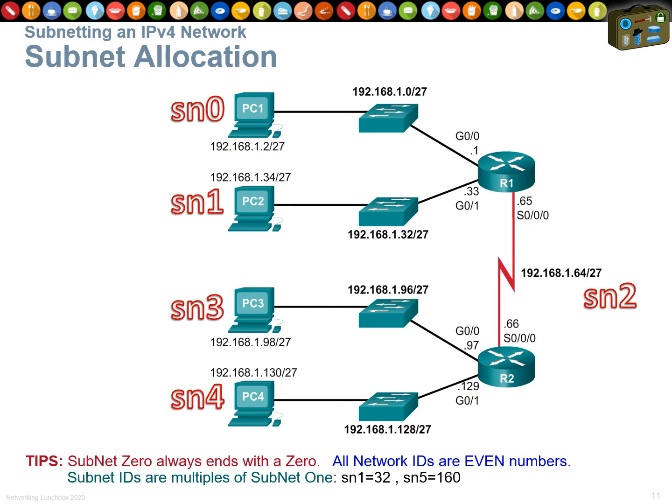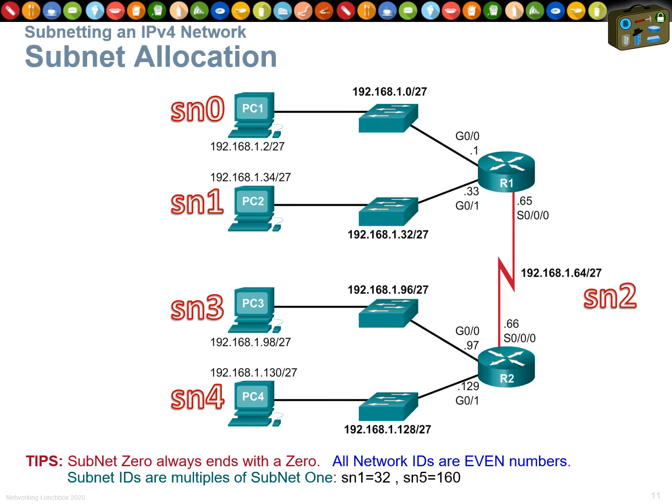Now, when you're doing subnets, here's a tip and a trick to make sure your math is correct. Subnet 0 always ends with 0. That's normal. All network IDs, the names of the networks, are always even numbers. Always. Because look at the network IDs: 192.168.1.0, 192.168.1.32, 192.168.1.96, 192.168.1.128, 192.168.1.64. They're all even numbers.